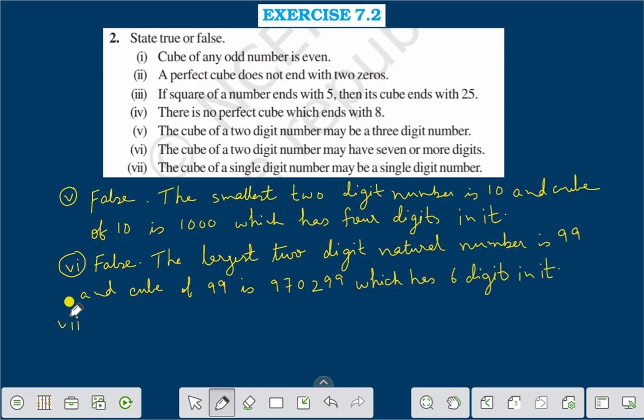Now, question number 7 is, the cube of a single digit number may be a single digit number. That is true. For example, the cube of 1 and 2. The cube of 1 is equal to 1 and cube of 2 is equal to 8. Therefore, it is true. Right?